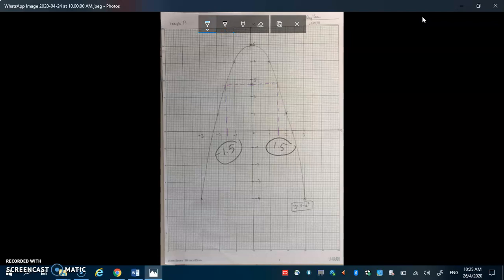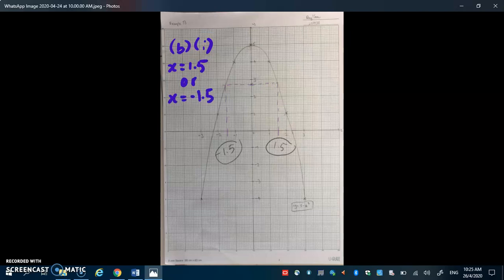So you write down, this is B part 1, x equals 1.5 or x equals -1.5. That's your answer. And then you have B part 2.